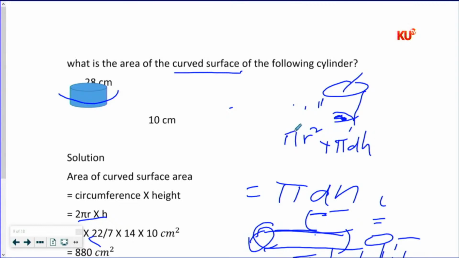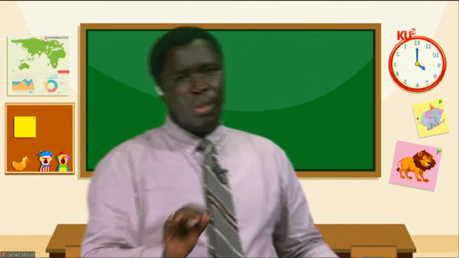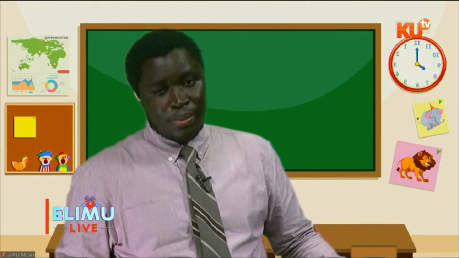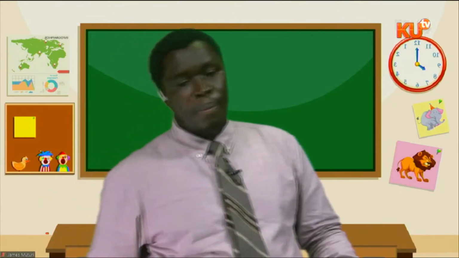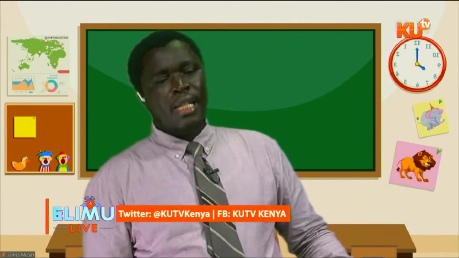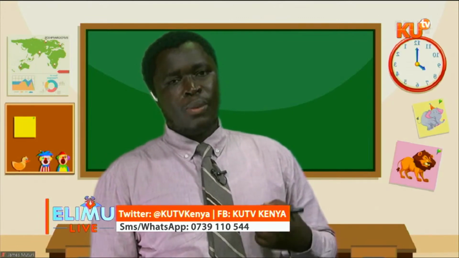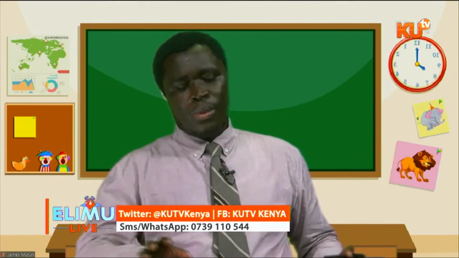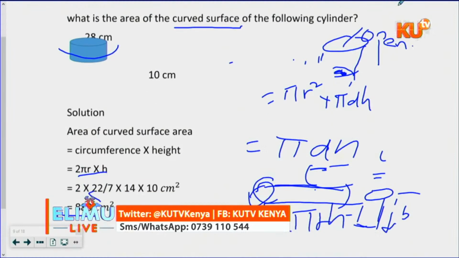So this is only if the cylinder is open at the top. The cylinder can only be open on one part, and that is the top. So we exclude the surface area of the top, and then we work out the surface area of the other parts.